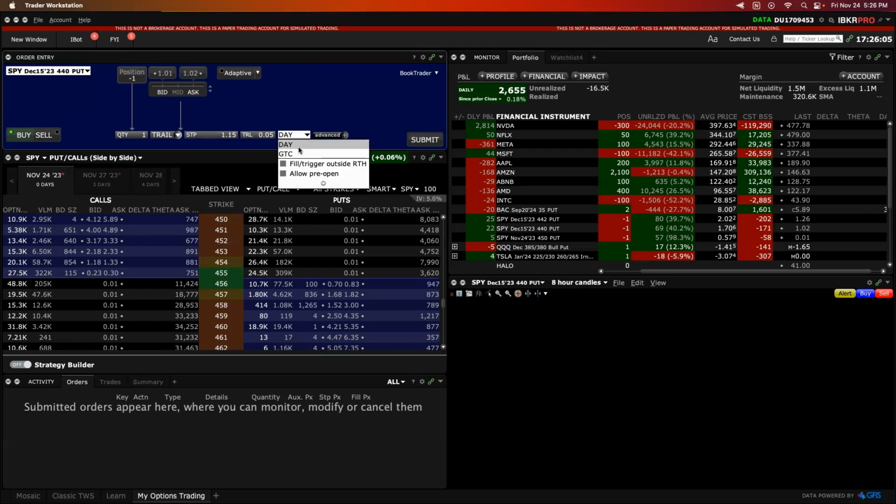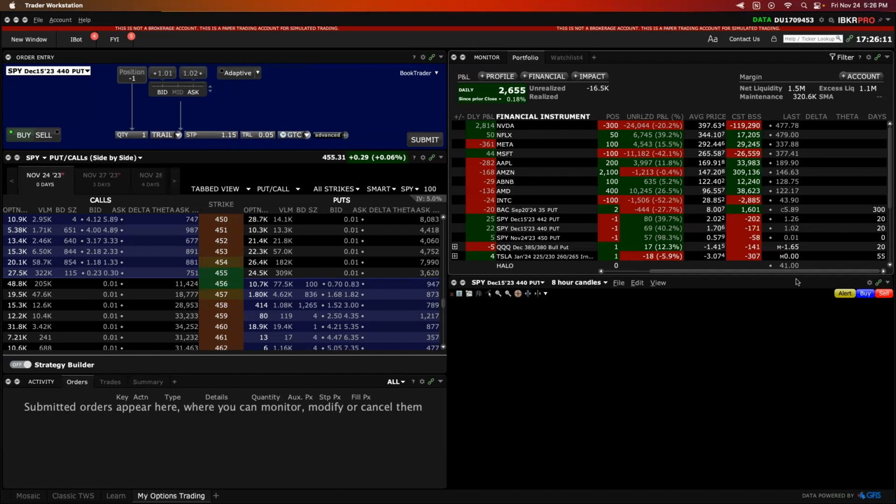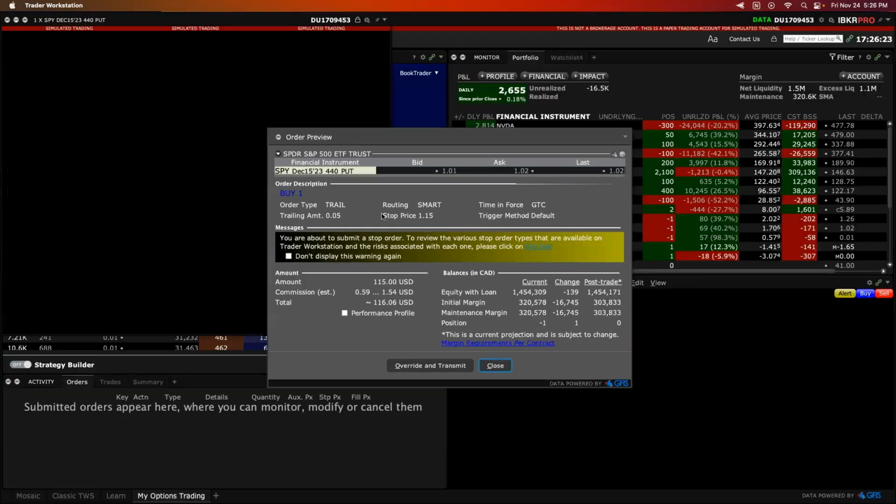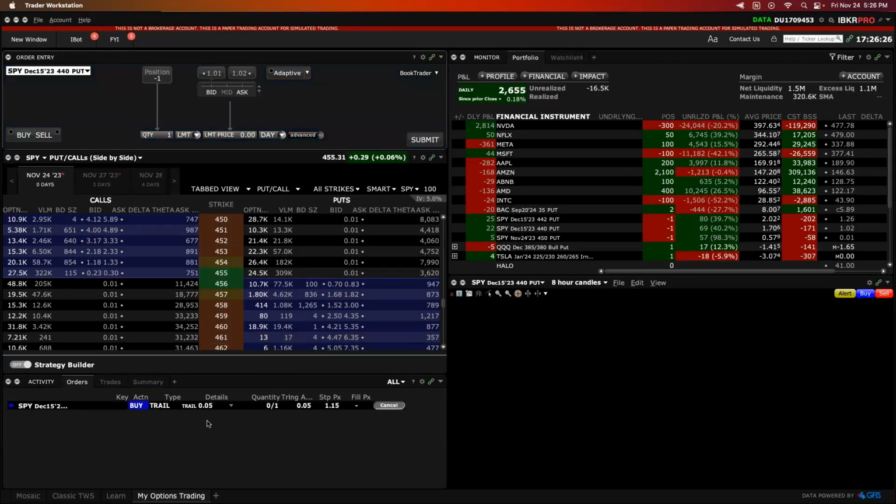We can go day in here or go good till cancel to keep it on indefinitely until the position expires in about 20 trading days. And we can just go from there and know that we have a stop loss set to protect and lock in our profit in the event of a market pullback. Click submit to put that order in the hopper. I turn that window off, transmit, and boom, our trailing stop order is in and in play.